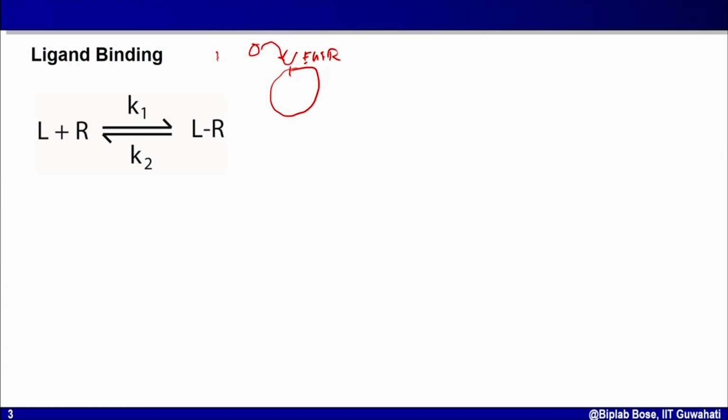receptor, and your ligand may be EGF. So a ligand binds to the receptor and forms a receptor-ligand complex, LR. Remember, this is a binding process. It's not actually a chemical reaction because there is no covalent bond formed or broken here.